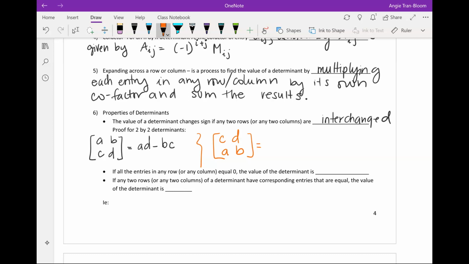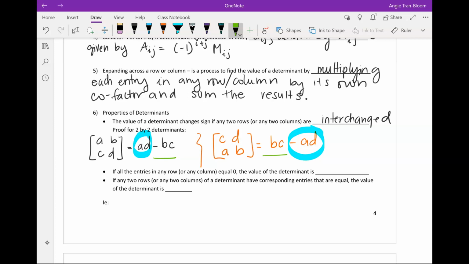This determinant is now C times B, or B times C. Is that the same? Yep. So we can write B times C minus what? AD. Look at the signs. This used to be a positive AD, it is now a negative AD. This used to be a negative BC, it is now BC. So now the sign switched.